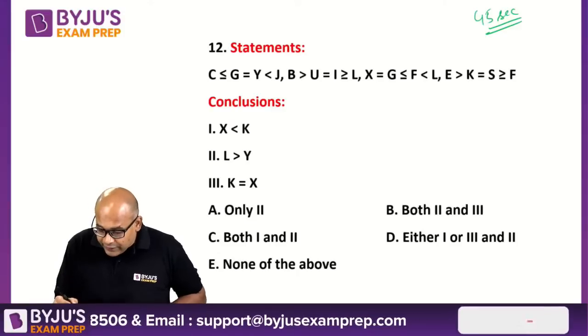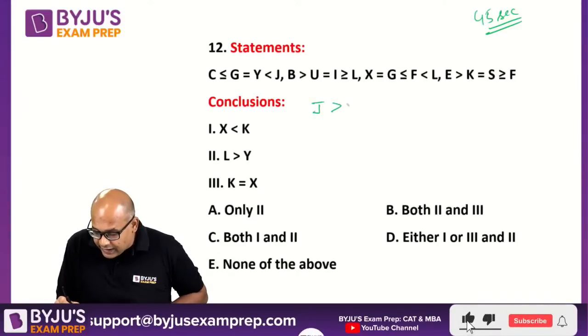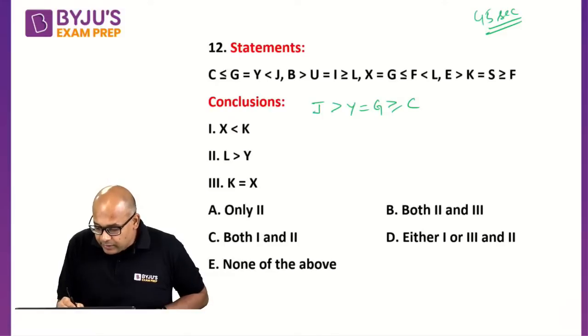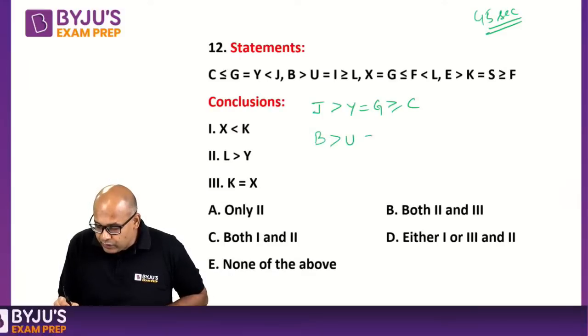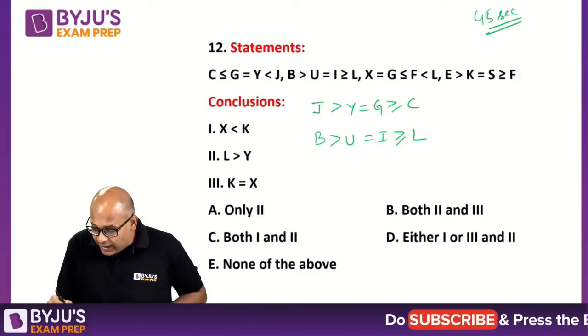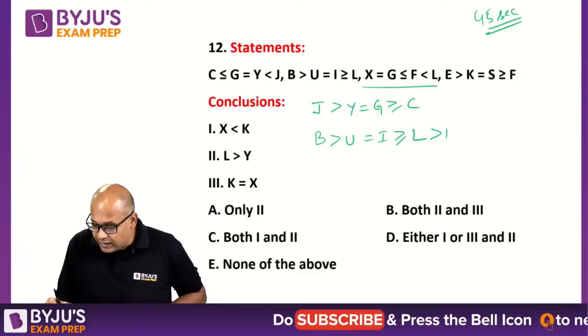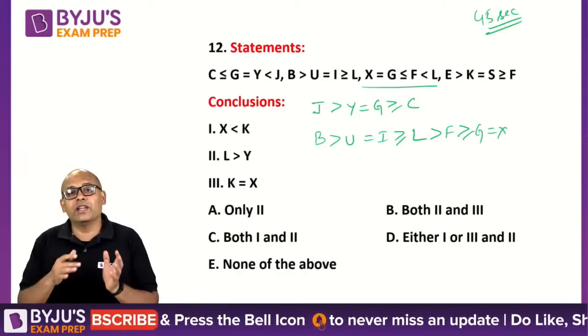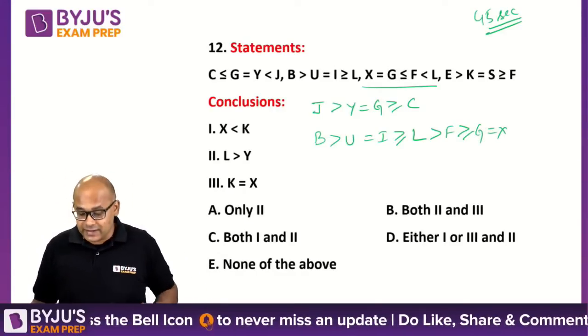Okay, so starting with the first statement, J greater than Y equal to G greater than or equal to C. Then B greater than U equal to I greater than or equal to L. Then I have L, I'll continue this statement here. L greater than F greater than or equal to G equal to X. I always like it when the statement can be continued because it makes things easier.